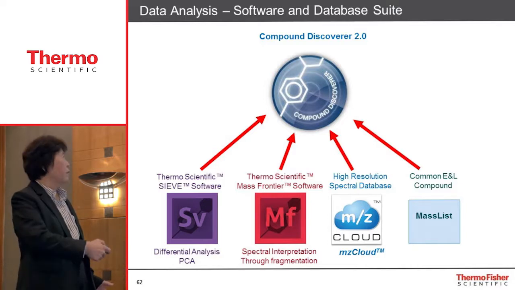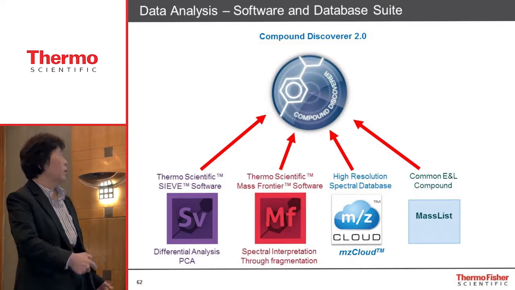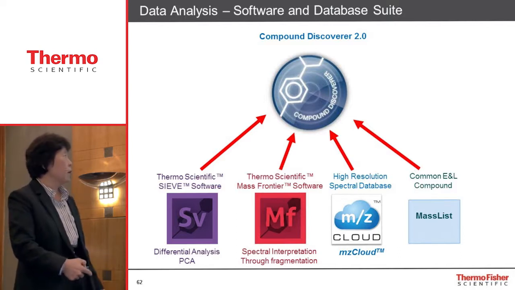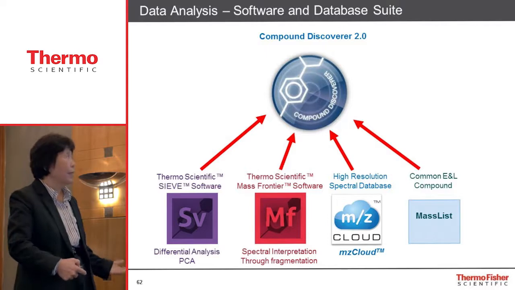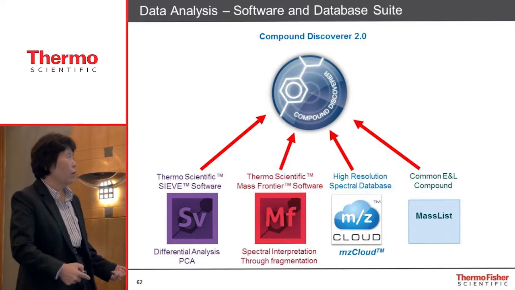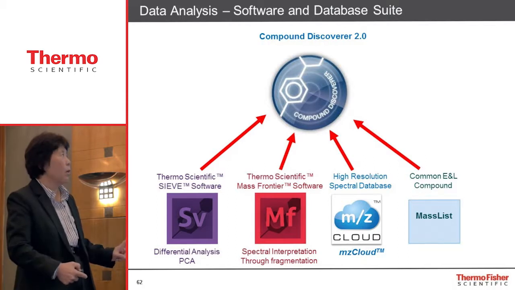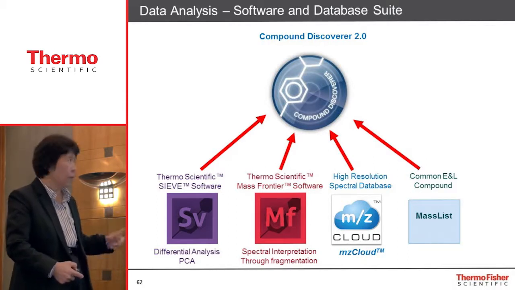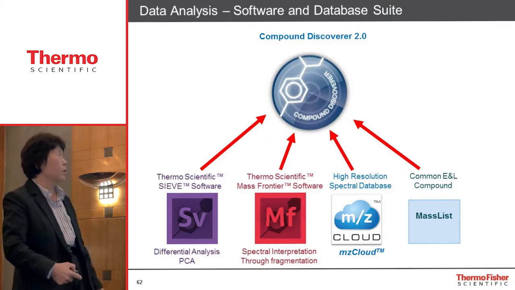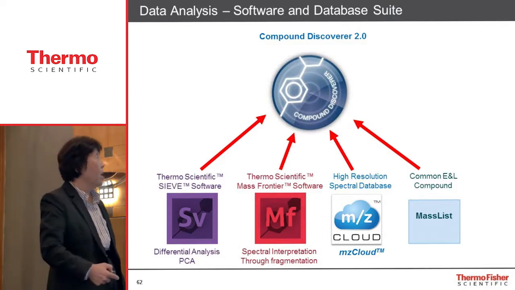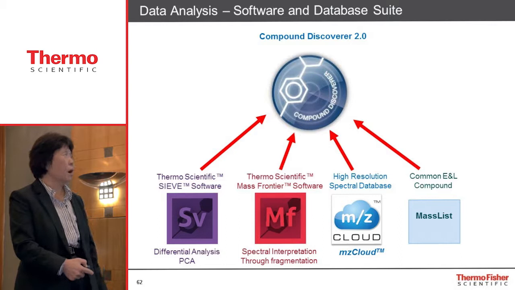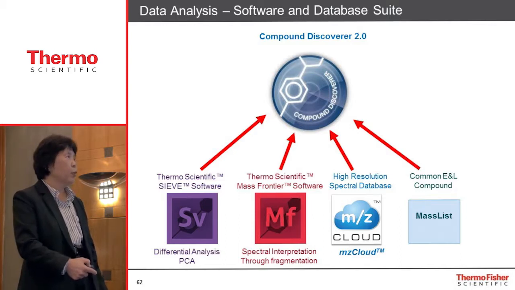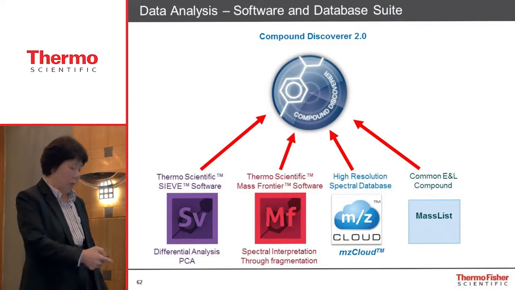And in this one, we've incorporated the differential analysis algorithm. Also we have the wonderful Mass Frontier software, which can do spectral interpretation through fragmentation, and that is included in this software. We have mzCloud, the only high-resolution spectral database. Robert, the CEO of ICAP, is going to give us a talk this afternoon. Also, like I said, we simply call it a mass list. This is some of the common E&L compounds we accumulated. Right now we have about 1,500.